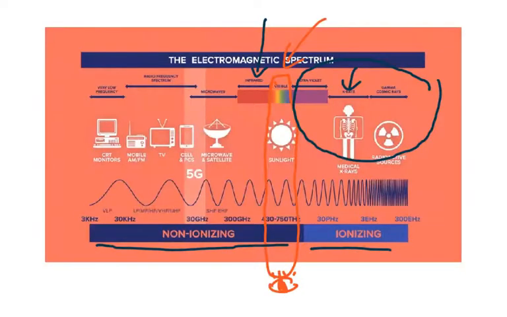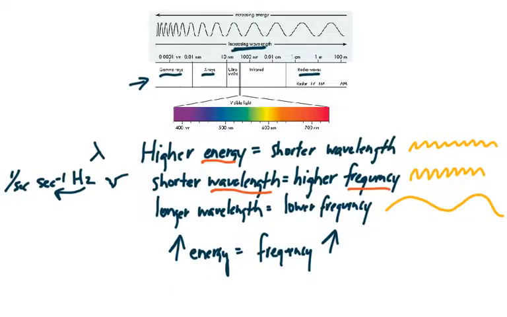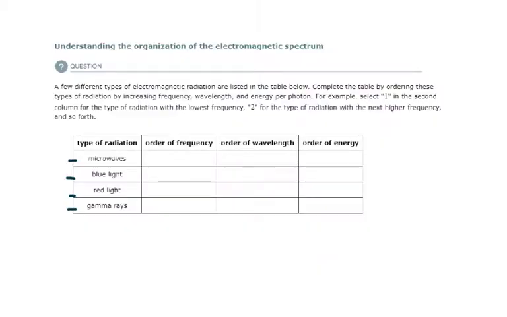Well, if I look here, I can look at either this table or this table. Gamma radiation has the highest frequency and it also has the highest energy. So I can go back here and gamma is going to have the highest, number 4, the highest energy, because frequency and energy are directly proportional.